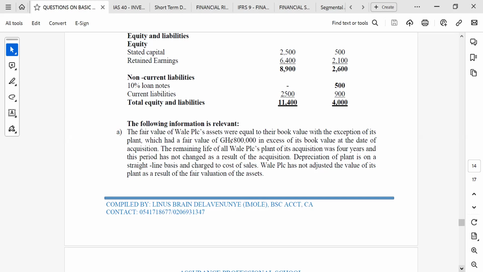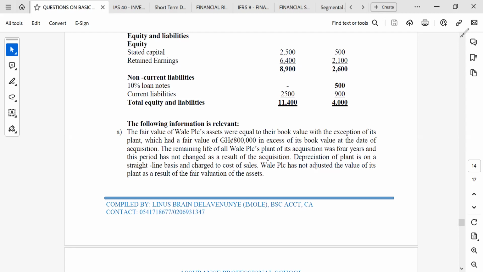Okay, so it means that they are saying that the fair value of the plant is now 800 more than the carrying value, isn't it? Okay, at the date of acquisition. So at the date of acquisition, it means that we have to, what are we going to do to our assets, our PPE? We'll add the value to it.